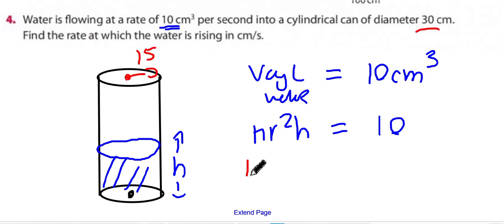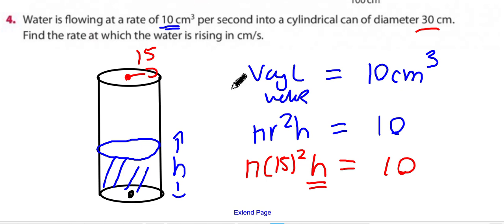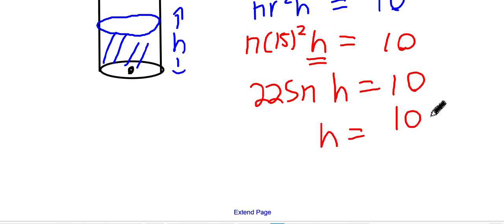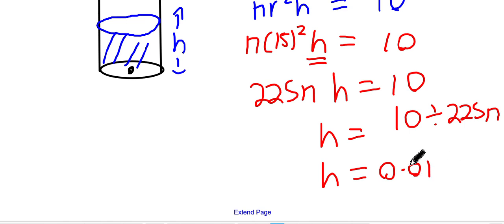You can fill in your formula now. You have pi, you have 15, and you have h equals 10. Your job is to isolate h on its own. Did you get 225 pi h equals 10? Get the h on its own. It's 10 divided by 225 pi. And what you get is the h value? Not in terms of pi, get rid of the pi. 0.014 will do me. Alright, so keep it as 0.014. And you're done.